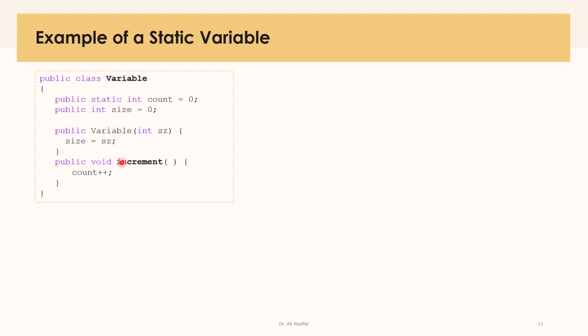So which method changes the value of the static variable? It is increment. So every time we create an object and we call the method increment, it will increase count by 1. And remember that if you create more than one object from this class, then you will have only one variable for count that is shared by all of them. Let me show you how we can create objects from this class and how we can access the static data as well as the instance variables.